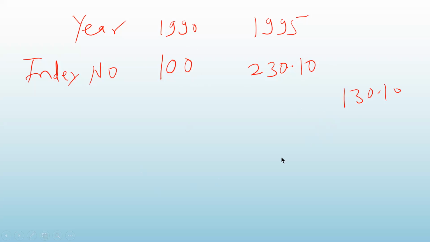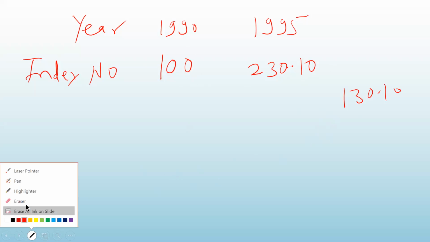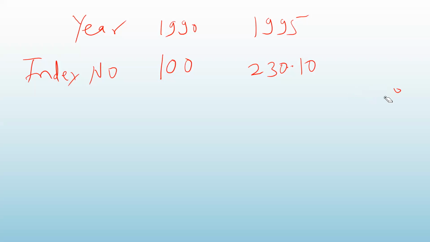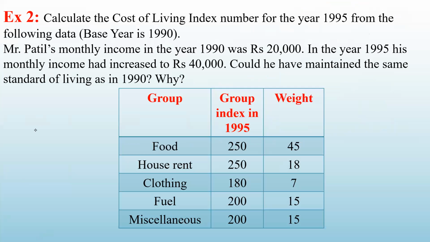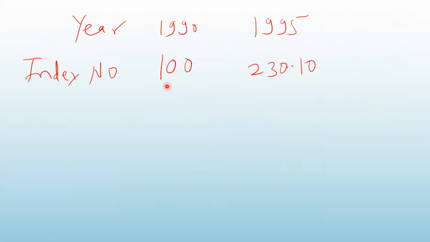ठीक है. Now let us go for the next part of the question. What does the next part of the question say? So I hope you have understood the meaning of cost of living. What is the next part of the question? Mr. Patil's monthly income in the year 1990 was 20,000. In the year 1995, his monthly income had increased to 40,000. Now your question is, could he have maintained the same standard of living as he was enjoying in 1990? Okay, let us write down now. What was his income?